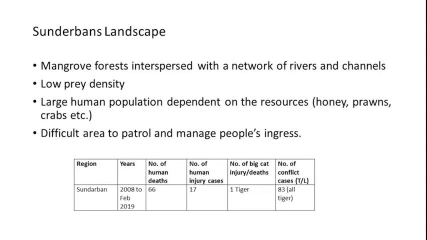Now the government does give boat licenses to some fishermen to go inside for crabs and prawns, but there's a very large population of illegal fishermen going inside and getting killed. And they don't report, because they don't have licenses, and maybe that doesn't get recorded at all. So the deaths might actually be a lot more.